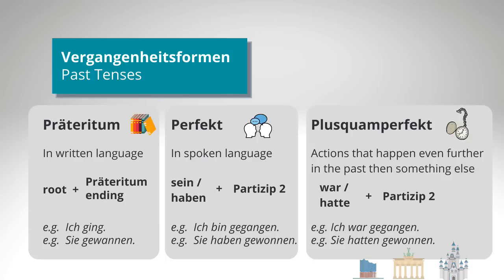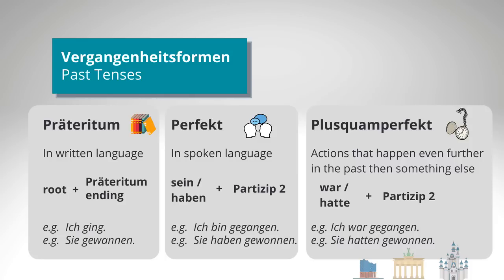The English counterparts would be the simple past and the simple past progressive for the Präteritum, the present perfect and the present perfect progressive for the Perfekt, and the past perfect and past perfect progressive for the Plusquamperfekt. Now let's have a look at their formation.